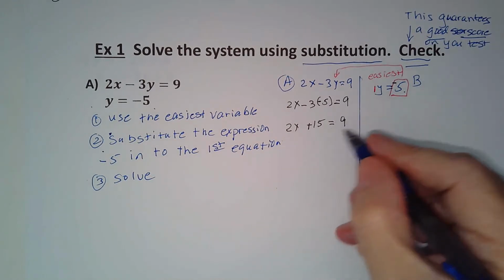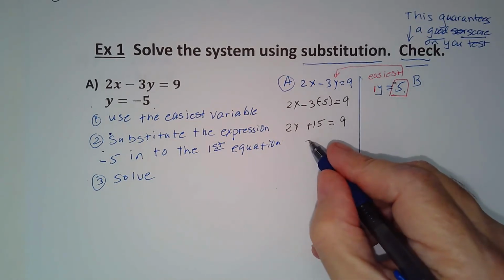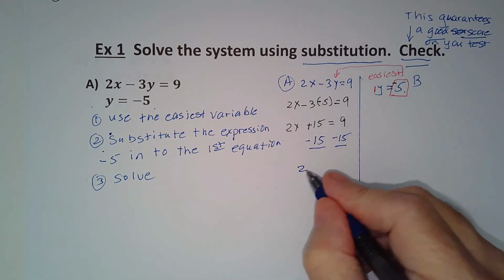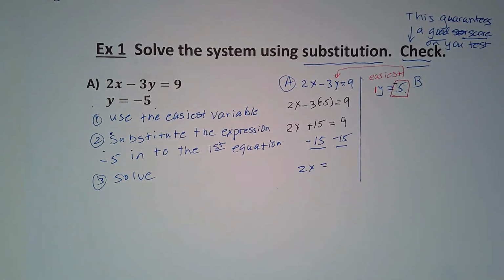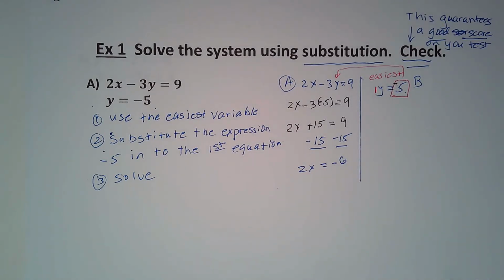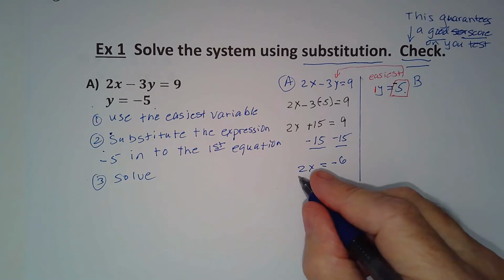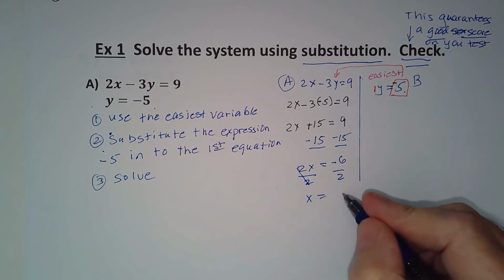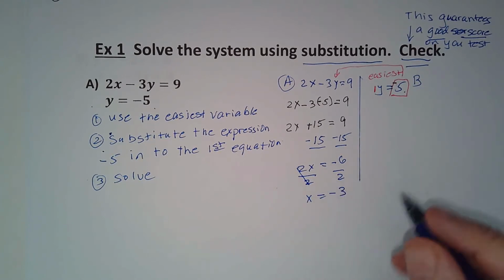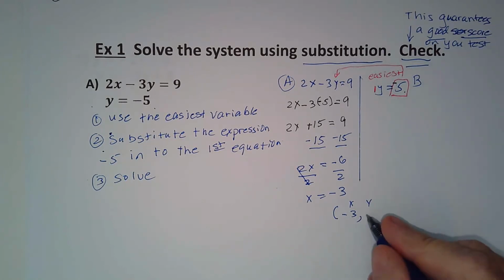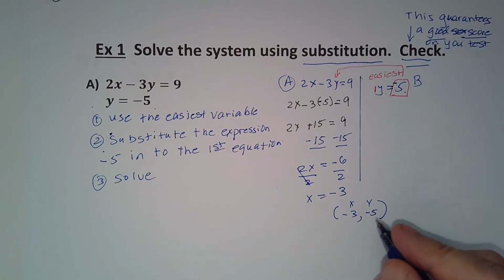Solving it, I want to get the x by itself, so I subtract 15 from both sides. And when I do that, I get 2x equals negative 6. And then I'm going to divide by 2. I end up with x equals negative 3. So I know now that my x coordinate is going to be negative 3 and my y coordinate is going to be negative 5. And those are my two coordinates.